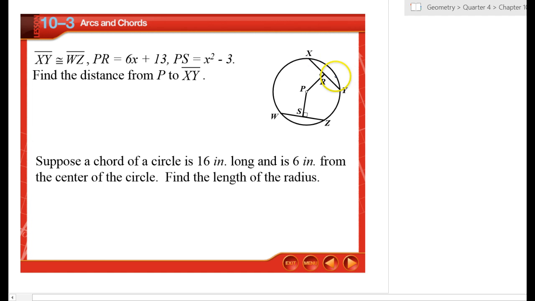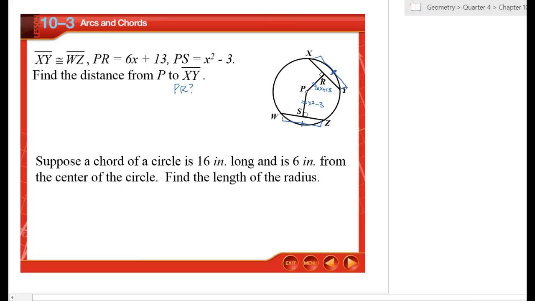I know XY is congruent to WZ. I know PR is 6x plus 13, and PS is x squared minus 3. Find the distance from P to XY. So basically that's asking me, what is PR? If these chords are the same, then by the theorem we just talked about, the distances to the chords are the same.